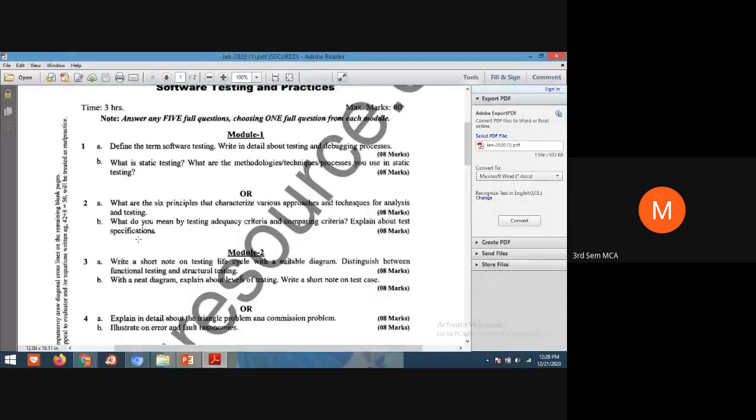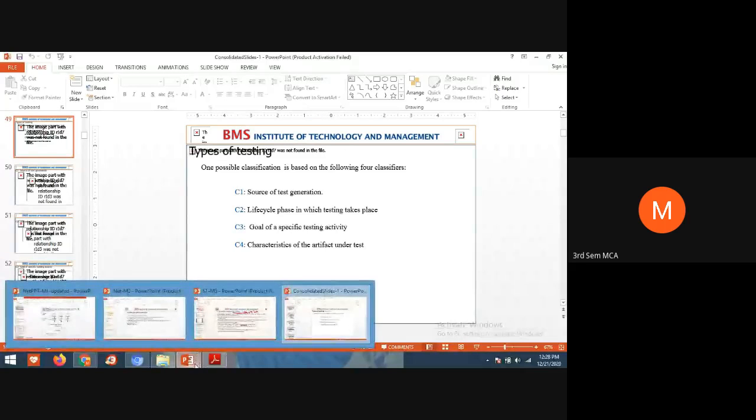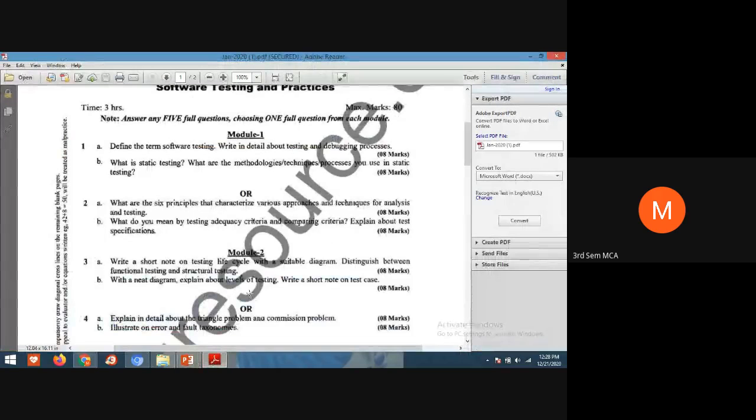Next question, 2B. What do you mean by testing adequacy criteria and comparing criteria? Explain about test specification. Yes, what is the answer, students? What do you mean by testing adequacy criteria? And comparing criteria.